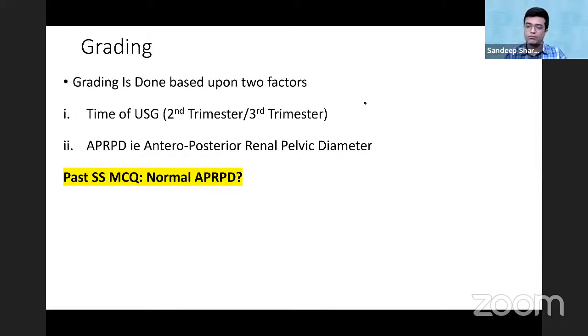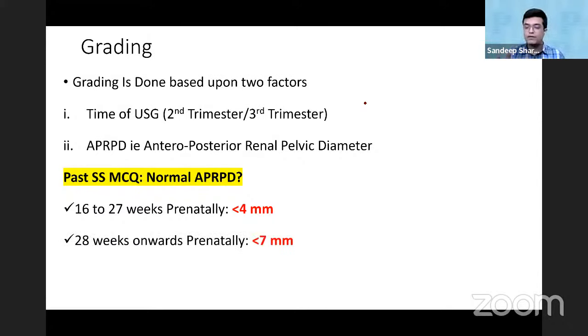So what could have been asked? The normal value. If you take a normal baby and do an antenatal ultrasound, you will find that prenatally, if it is done between 16 to 27 weeks, the renal pelvic diameter is always less than 4 millimeters. From 28 weeks onwards, till the time of birth, it is 7 millimeters or less. And postnatally, beyond 48 hours, it is less than 10 millimeters. So these are the normal values that you are supposed to remember.